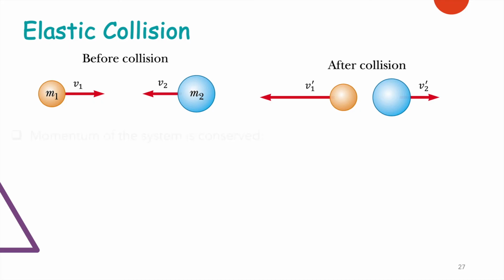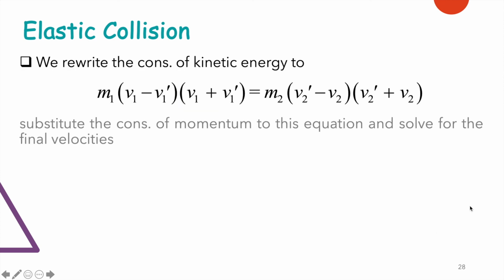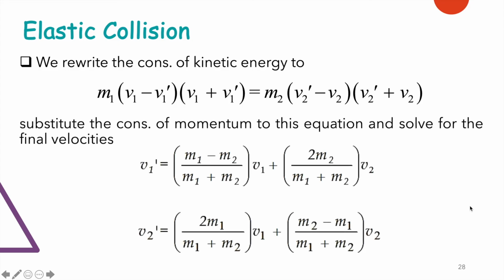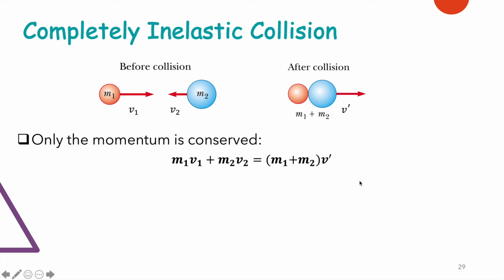Again, for elastic collision, both the momentum and the kinetic energy are conserved. Take note that this equation here is applicable only for one-dimensional collision. The v here are the initial velocities of the particles, and the v primes are the final velocities of the particles. Also, manipulating these two equations will yield an equation for both final velocities of the particles. And take note that this is only applicable for elastic collision. For completely inelastic collision, since the two stick together, their final velocity is simply the same. So only the momentum is conserved for inelastic collision.